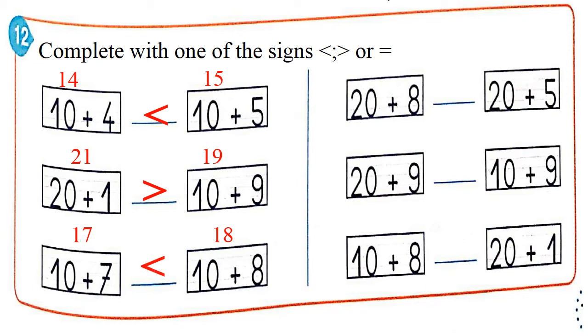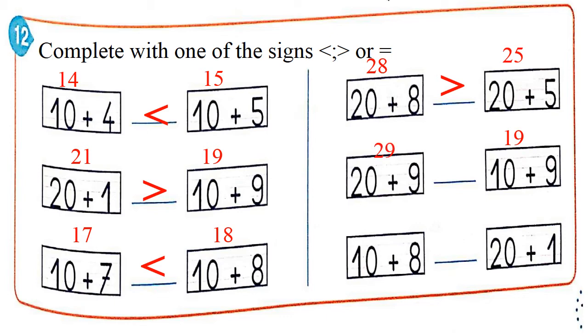We have 20 plus 8, which is 2 tens and 8 ones. So we put 2 and 8 beside it, which is 28. We have 20 plus 5, which is 2 and 5 beside it, which is 25. Which number is bigger, 28 or 25? Of course, the 28. We have 20 plus 9, which is 29, and 10 plus 9, which is 19.